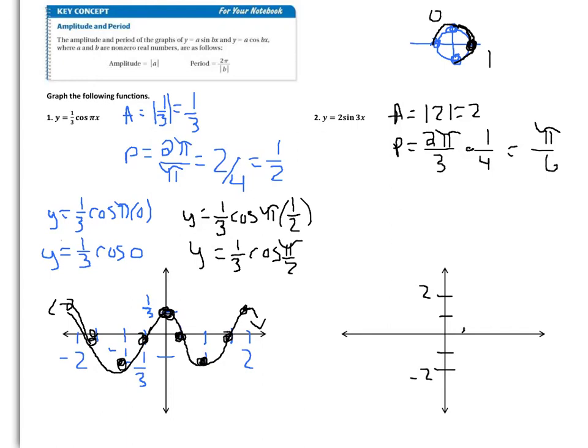So two pi over 6 is pi over 3, and then that'd be 2 pi over 3, and then negative pi over 3, negative 2 pi over 3.